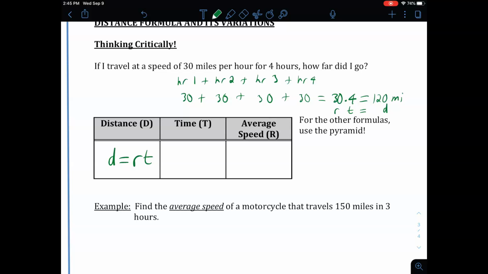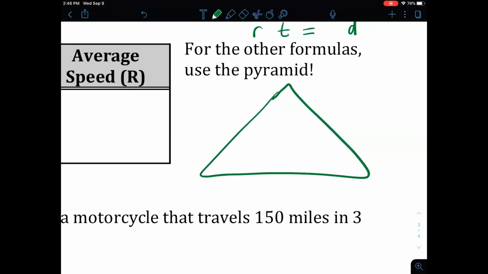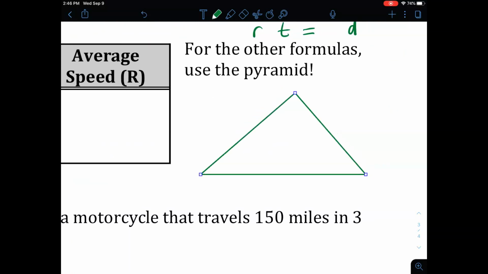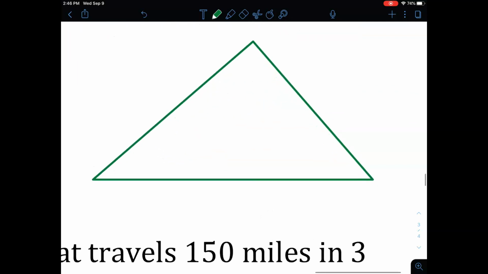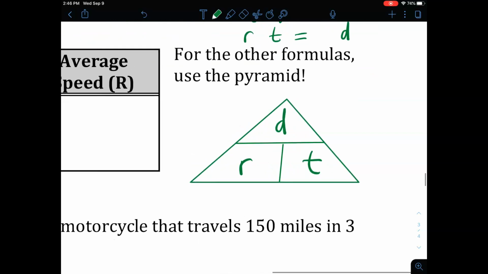And now that we know this formula, we can also do variations of that. Instead of solving for distance, we can solve for rate or time. And we're going to make this nice little pyramid thing over here. Draw it exactly like this, okay? This is a kind of a shortcut. We're going to put distance on top, rate on the lower left, and time on the lower right.